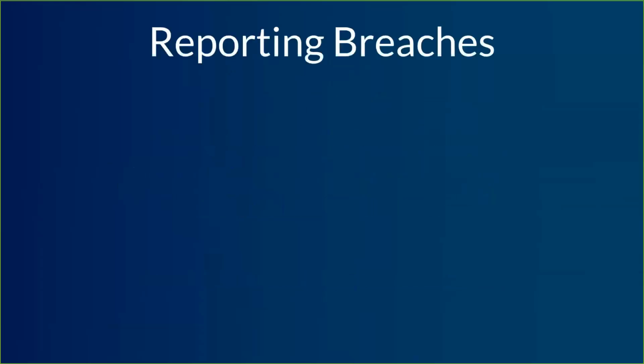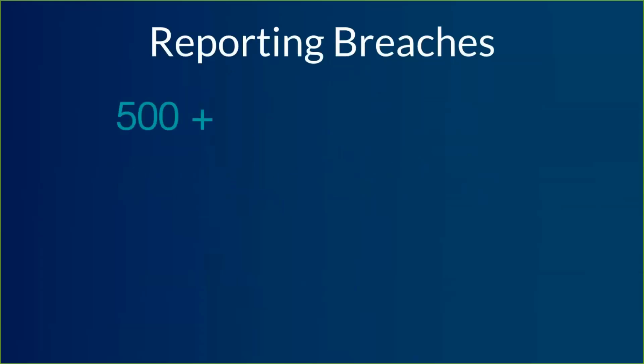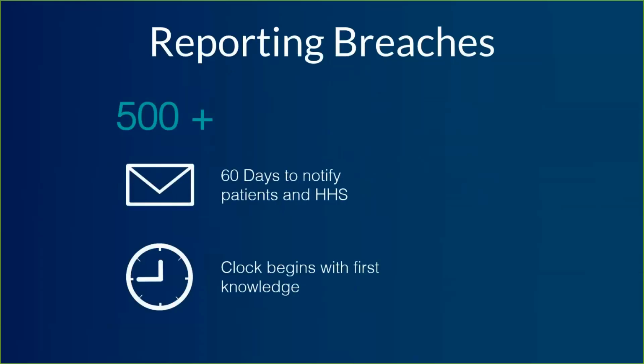Now, if the worst happens and you do have to report a breach, what you need to do is going to depend heavily on how many people are affected. So that's actually going to be one of your first things to do after you're identifying the threat and cutting them out of the system. If you have more than 500 people affected by a breach, then you have 60 days to notify both the patients and Health and Human Services, and the clock begins with first knowledge. So if your frontline employee is the one who notices it, then regardless of when they report it to the VP or the IT person, and regardless of when that person responds to it, when that first employee knew is when your 60 days starts.